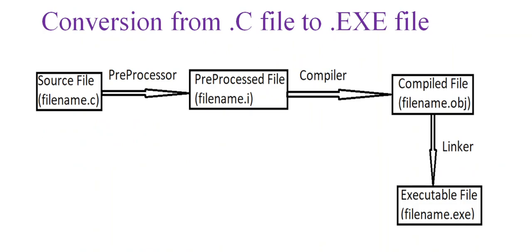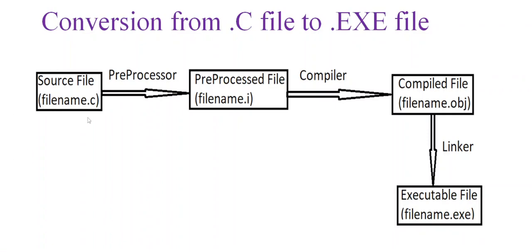Now, conversion from a .c file to a .exe file. That means we will be writing the C code, and how do we convert it into the exe file? An exe file is one which actually gets executed; you can execute it directly. Whereas a .c file you cannot directly execute. So what are the steps?